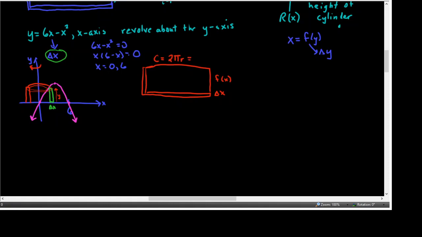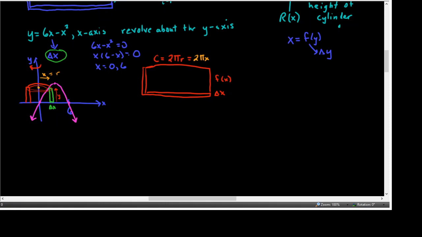So we need to look very carefully at the cylinder that I drew. The axis of revolution is the center of it, and we're going from there to the rectangle. And going from the y-axis to the curve is a measure of x. So r is x. The radius of that is x. And so we can replace that and say that's 2 pi x.